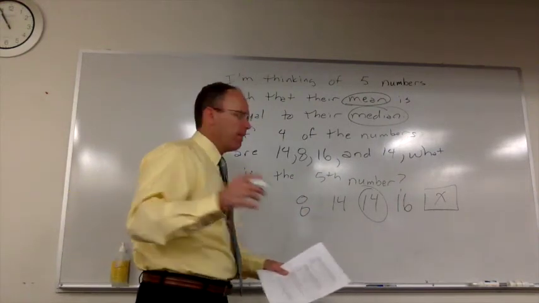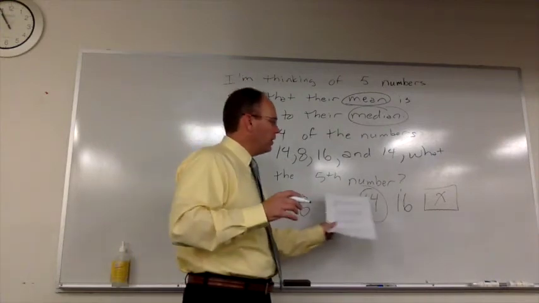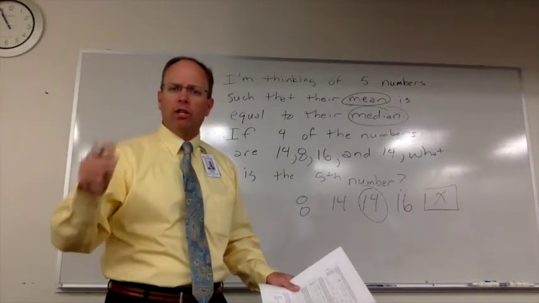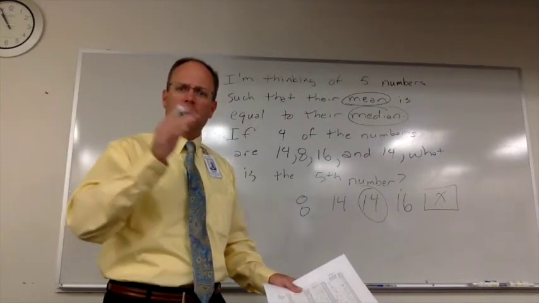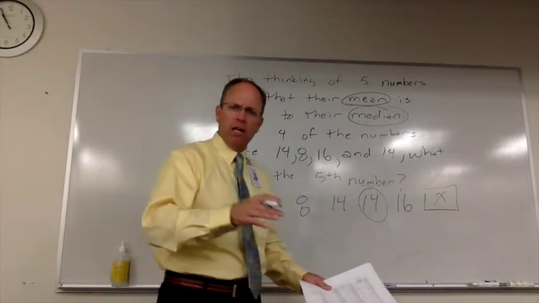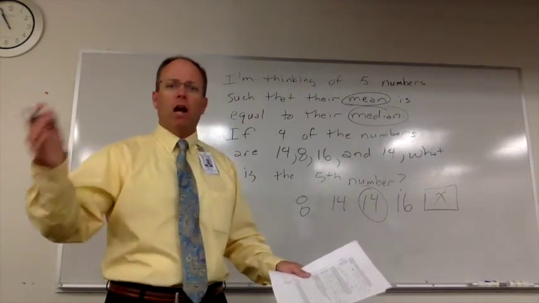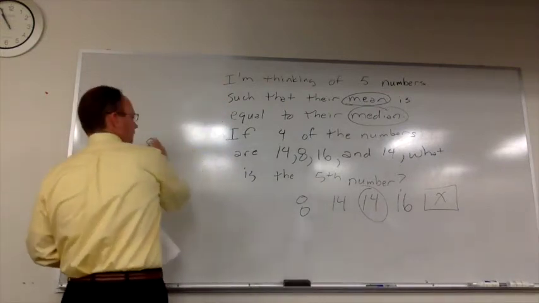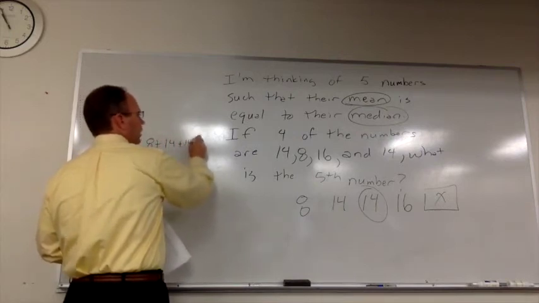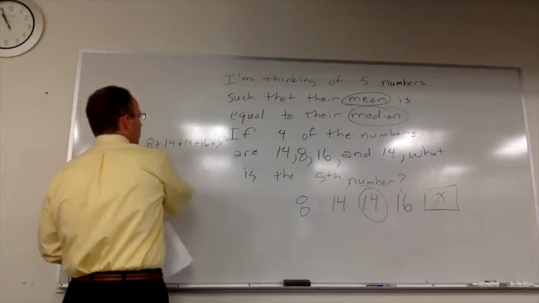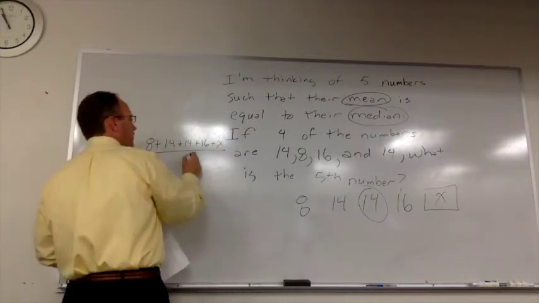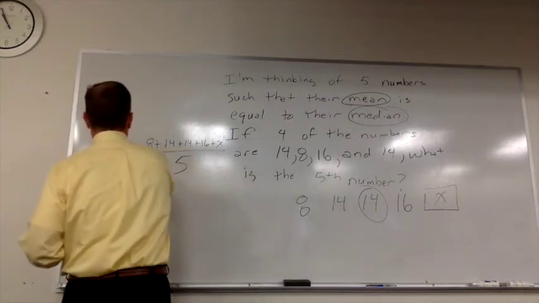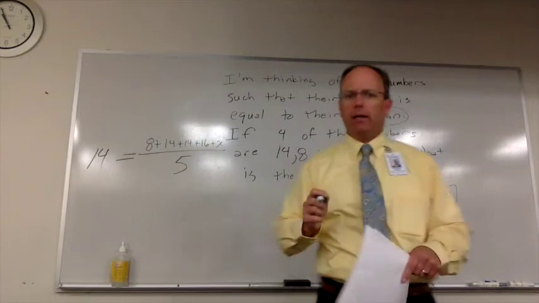Now remember what I said. In order to get the average, I'm going to add up all the numbers and divide by 5. That gives us our average. Our average is the mean. Our mean is the same as the median. The median is 14, so our mean is 14. Our average is 14. So I'm going to add them all up. I have 8 plus 14 plus 14 plus 16 plus x, divided by my 5 numbers. I have 5 total scores. And we now know that our mean has to be 14.